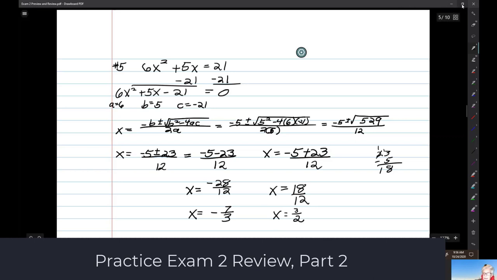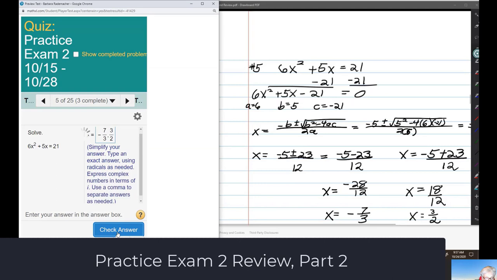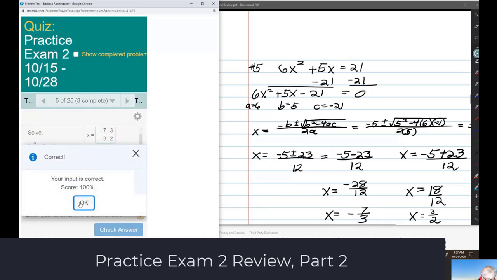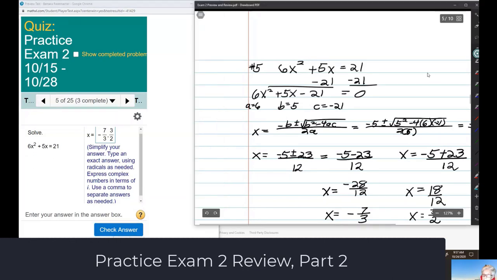Let's see if that's right. Okay. Negative 7 divided by 3, comma, 3 over 2. Woohoo! This is correct. Thank you, thank you, thank you.